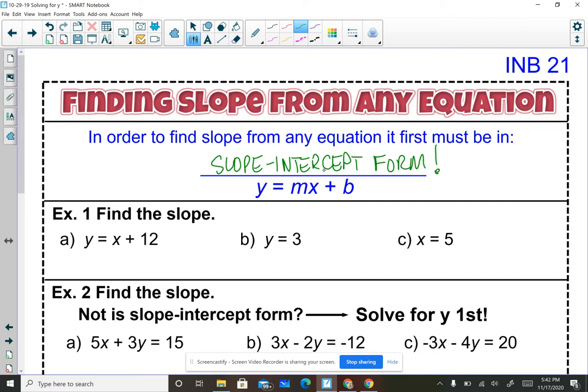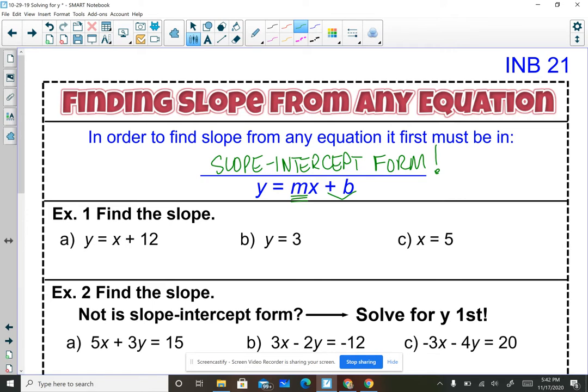In slope-intercept form, we know that the slope is our m. M is always multiplied to our x. We also know that b is our y-intercept. It's where our graph crosses the y-axis. So in example 1, we want to find the slope by having the equation in slope-intercept form and finding what number is multiplied to the x.